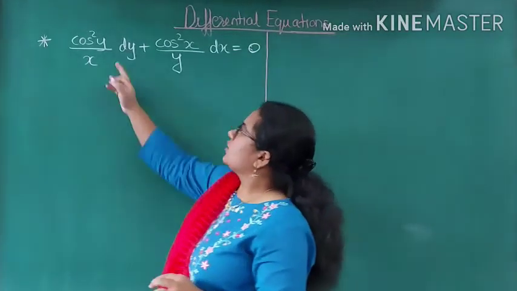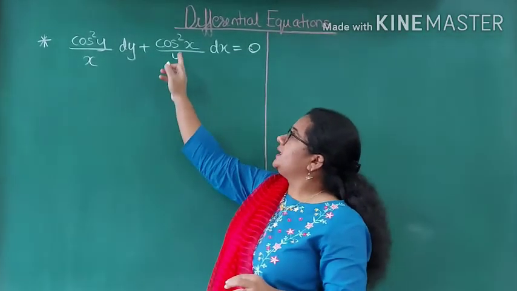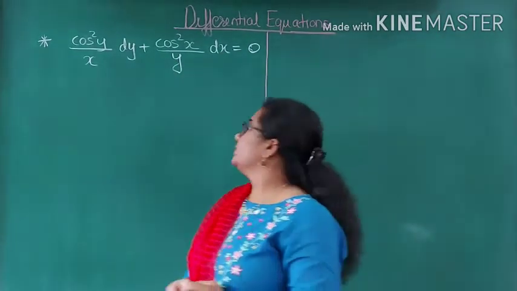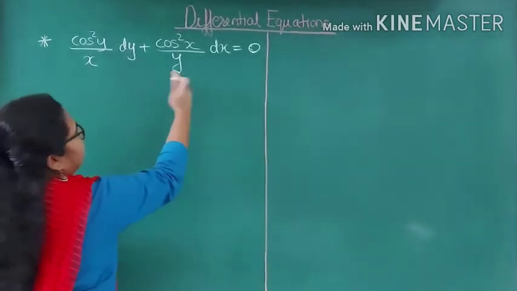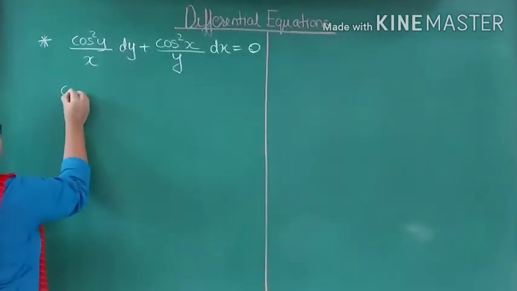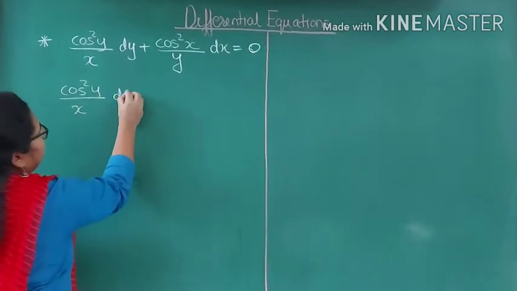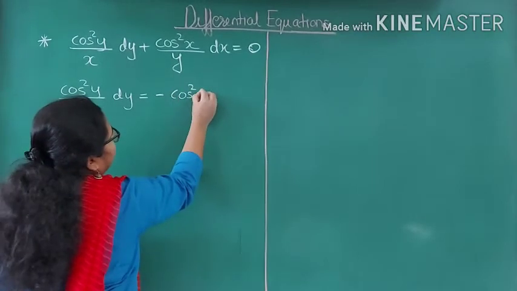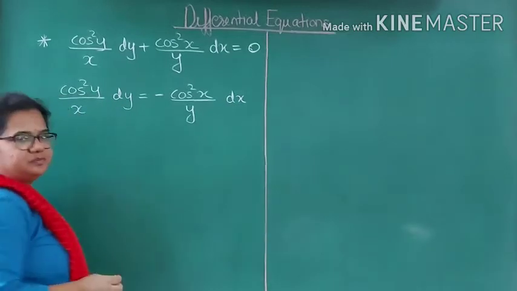You can read cos square y upon x dy plus cos square x upon y dx is equal to 0. So, now first we have to do the variable separation form. I will take this term on the other side. So, cos square y upon x dy is equal to minus cos square x upon y dx.